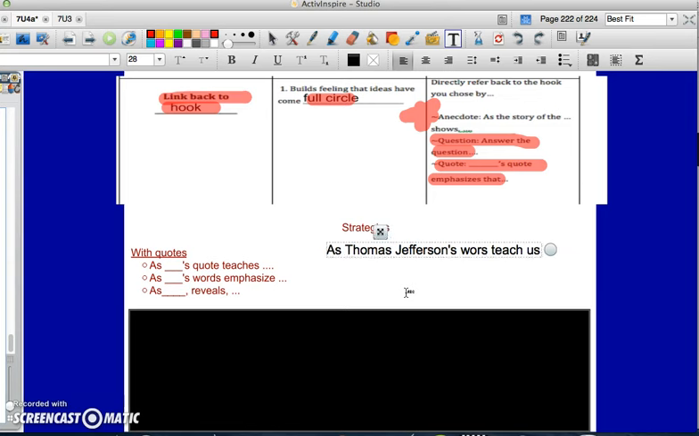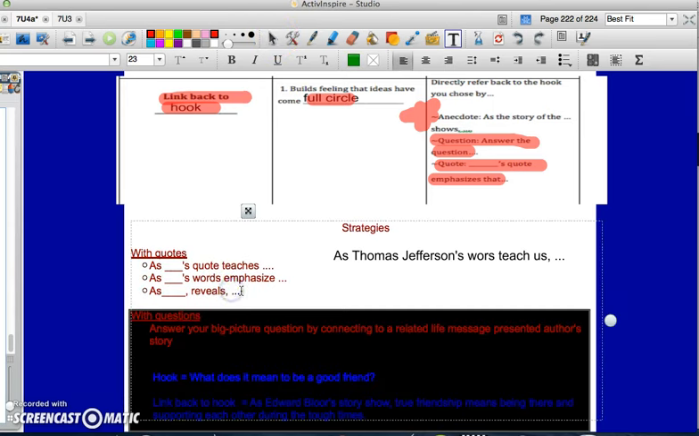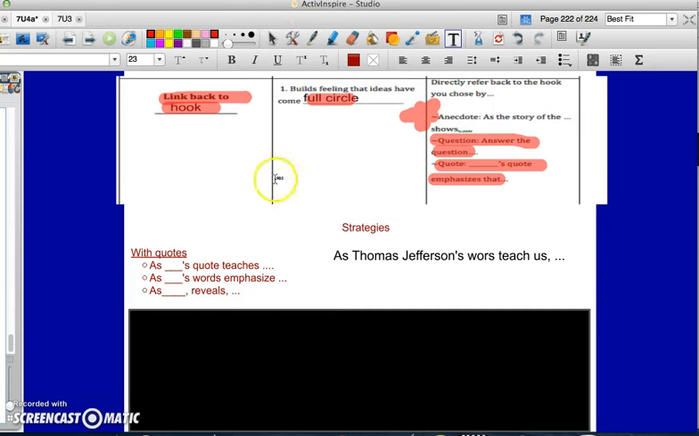This is an introductory phrase, so you'll want to use a comma to set that off. Okay. I would, if I were you, write some of these down so that you are good to go when you are writing your link back to your hook.